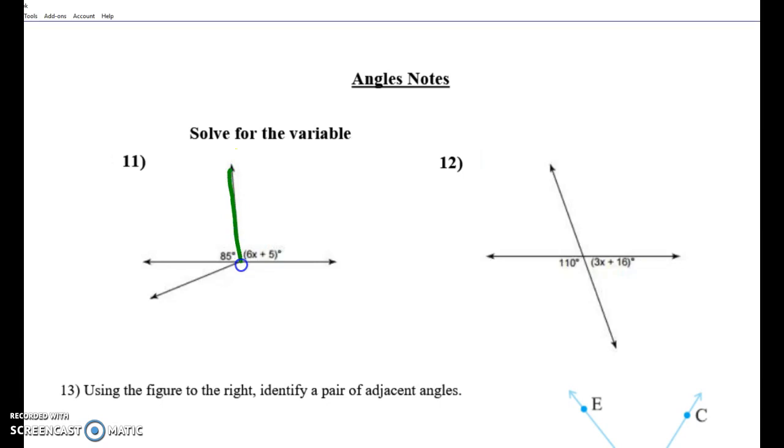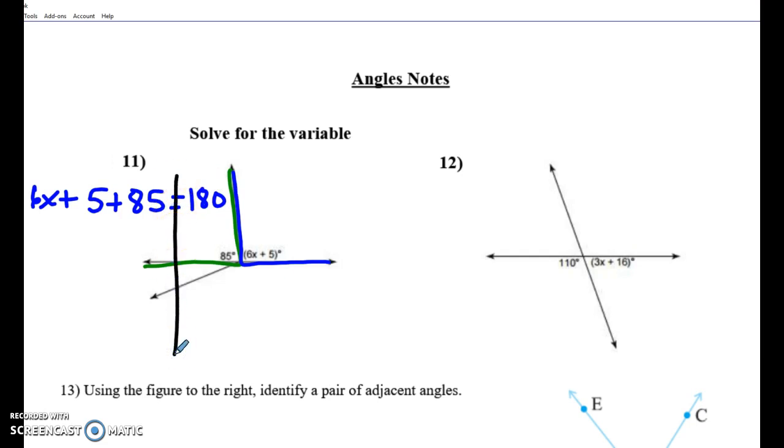And so the given angle, 85 degrees, as well as 6x plus 5, when I put them together, form a straight line. So that means they're supplementary, and if I put it together, it should equal 180. So let's set up an equation. 6x plus 5 plus 85, when I combine, should equal 180. So let's combine our like terms. 5 plus 85 is going to give us 90. 6x plus 90 equals 180.